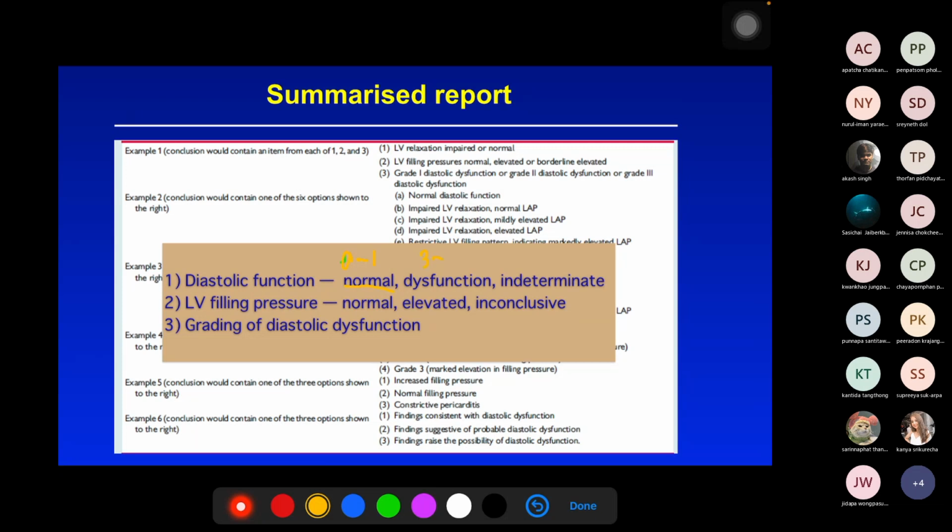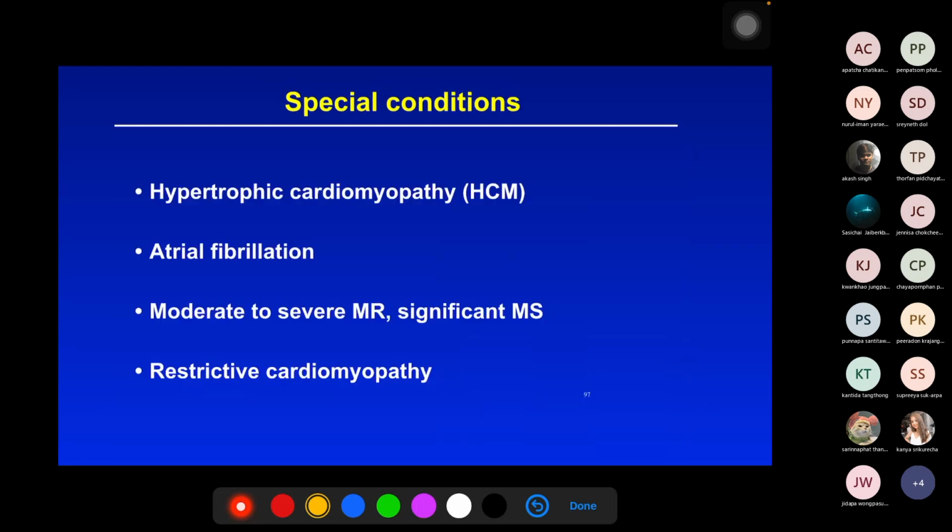Dysfunction is 3 to 4 variables abnormal. Indeterminate is 2 variables abnormal. And then LV filling pressure is normal or elevated or inconclusive. And the grading, when the patient has dysfunction, the grading is 1, 2, 3, or 4. Grading of the diastolic dysfunction.